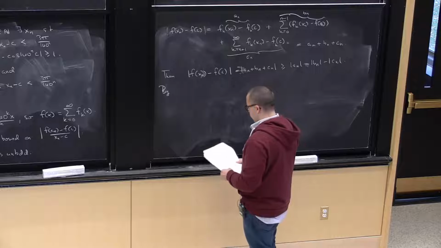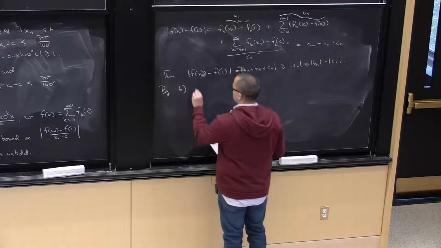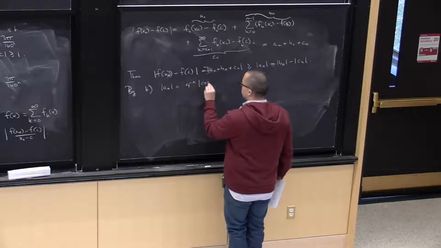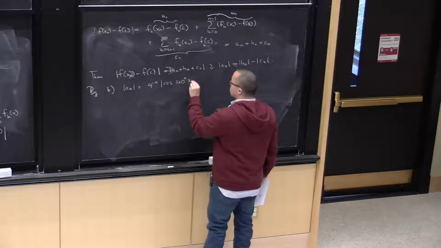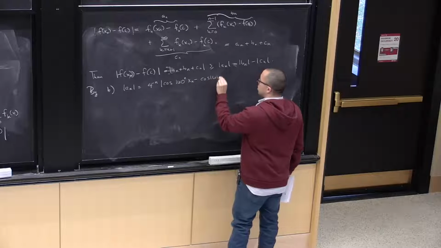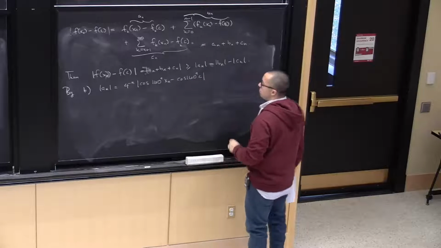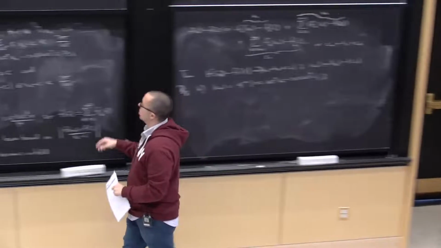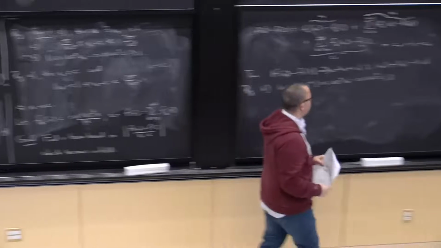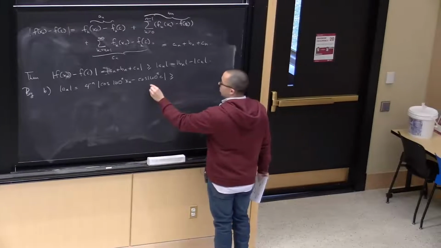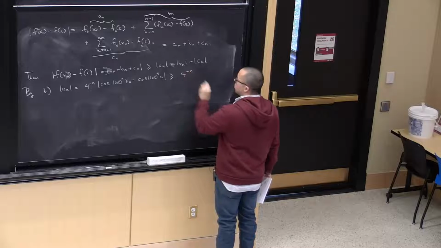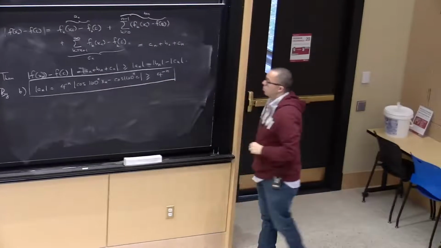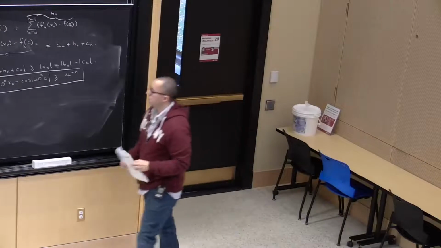Now, a sub n is equal to 4 to the minus n times cosine 160 to the n x sub n minus cosine 160 to the n c. Remember how we chose these x sub n's? This is bounded below by 1, so this is bigger than or equal to 4 to the minus n. All right, so that's a sub n.